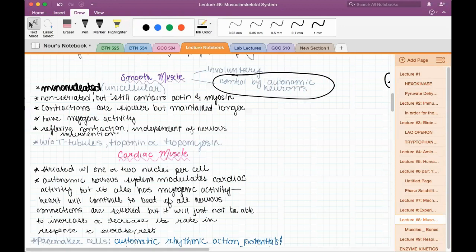Contractions are slower but maintained longer in smooth muscles. They have a very rhythmic, automatic stimulation. They have myogenic activity, a reflexing contraction independent of nervous intervention. So reflex can be associated with smooth muscles, and they don't have T-tubules, troponin, or tropomyosin. I'll get into what those are when I talk about contraction, but these are very important elements with regard to skeletal muscle contraction.